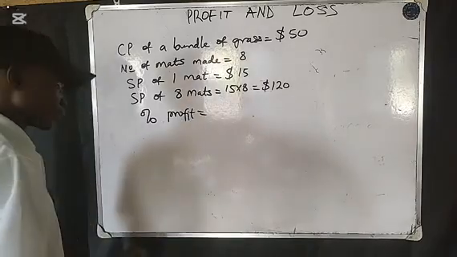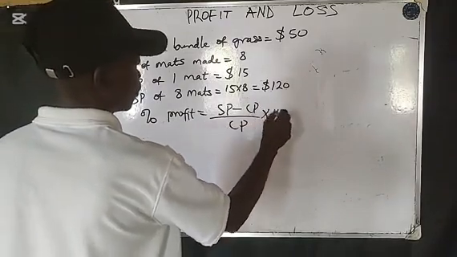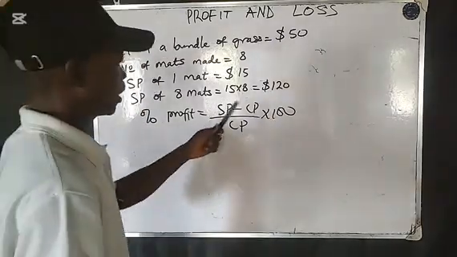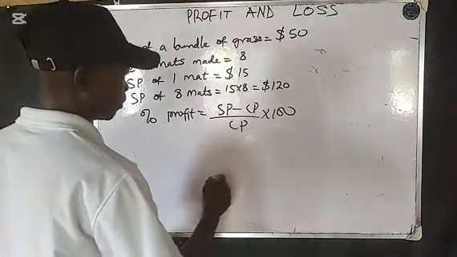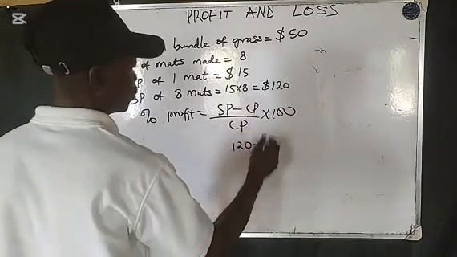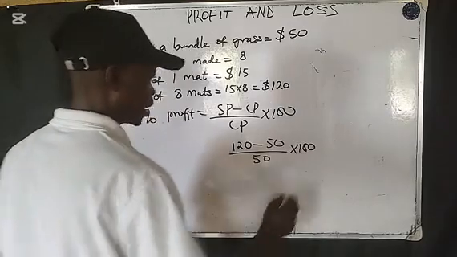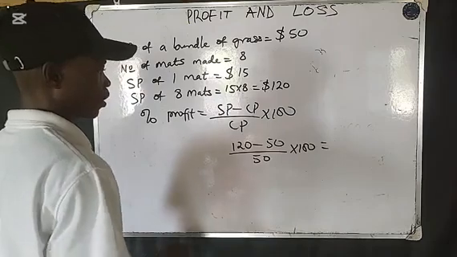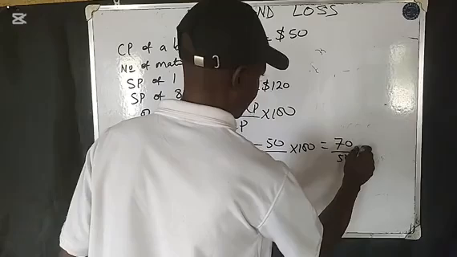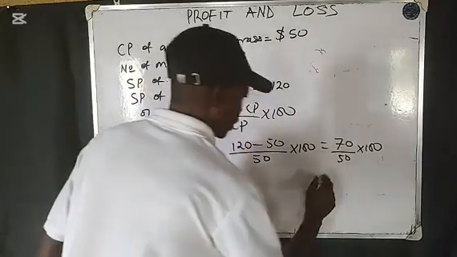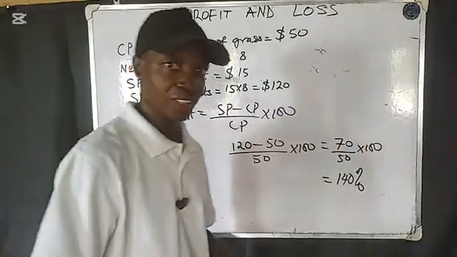This one we have to use the formula, because we know both the SP and the CP. So we say SP minus CP over CP times 100. The selling price is 120 minus the cost price, which is 50, over the cost price, which is 50, times 100. This minus this, that's 70. So 70 over 50 times 100. The answer is 140%. The guy really made a huge profit, 140%.